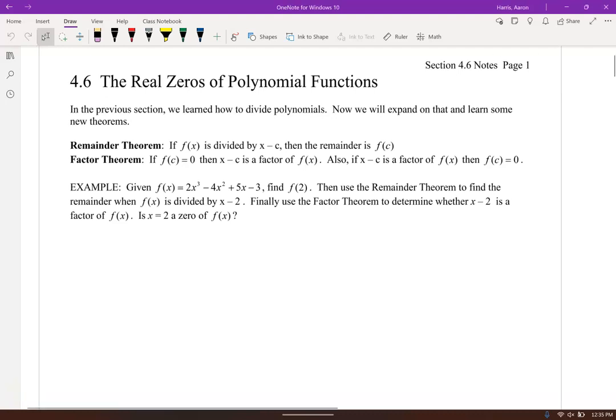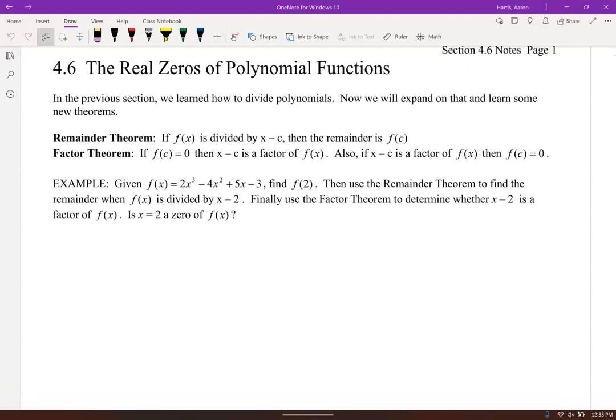So we divided polynomials in a prior section, and now we're going to expand that with a couple of theorems called the remainder theorem and the factor theorem. And I think it's best maybe that I give you an example of this to exemplify, so you don't get lost in the abstraction of it. So the remainder theorem says if f of x is divided by x minus c, then the remainder is f of c. Okay.